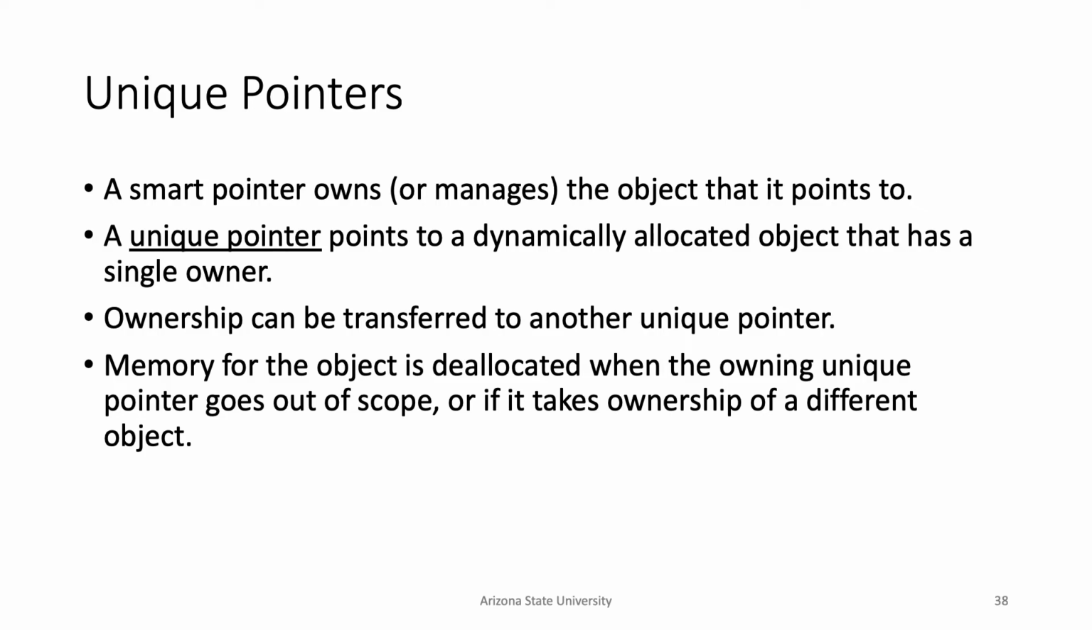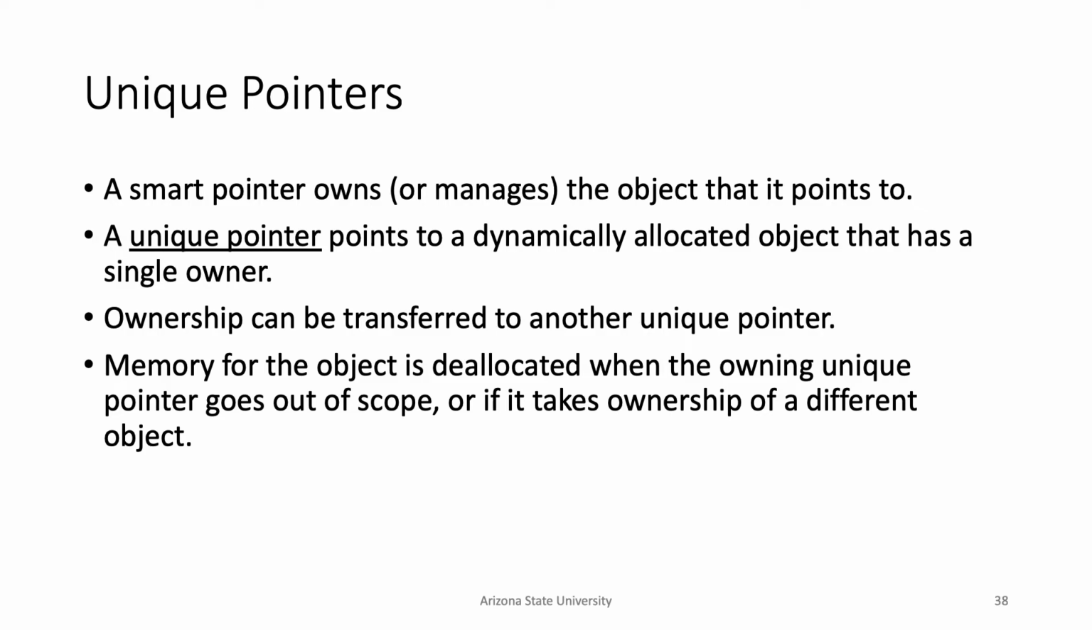So the pointer itself is called an owner. If we want a unique pointer, then you should expect that there's only one thing pointing to the object. That may be a good thing in some circumstances. You don't want multiple things pointing to the same location. But you can transfer the ownership of a unique pointer to a different unique pointer.